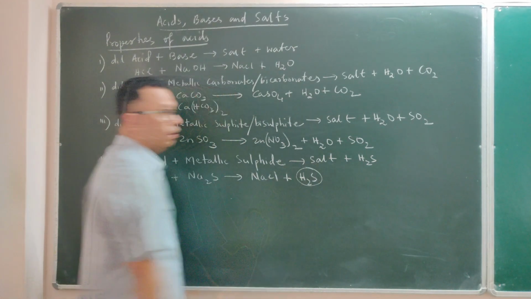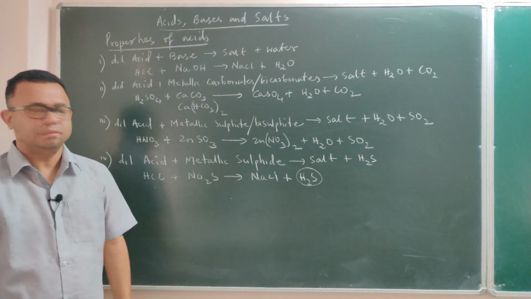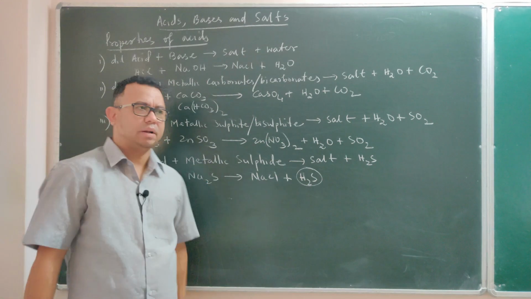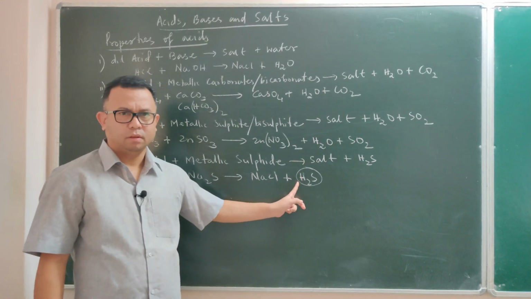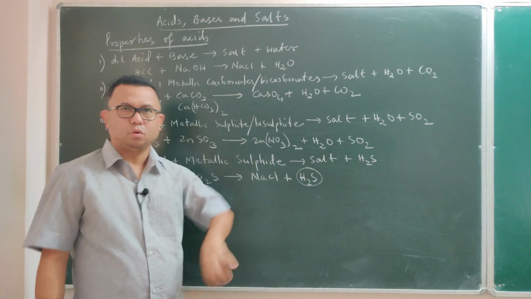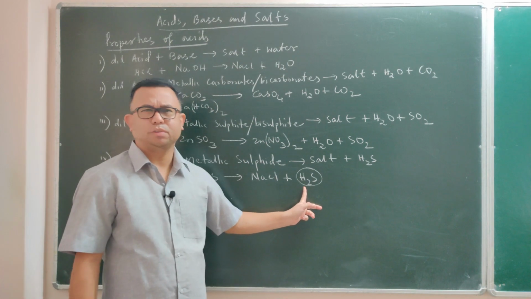Now this hydrogen sulfide gas is recognized by its very bad smell. The smell of this gas, hydrogen sulfide gas, is what is called rotten egg smell. Rotten egg smell. So if you see somewhere in the question rotten egg, then immediately you have to think about this gas, hydrogen sulfide gas. It smells very bad.